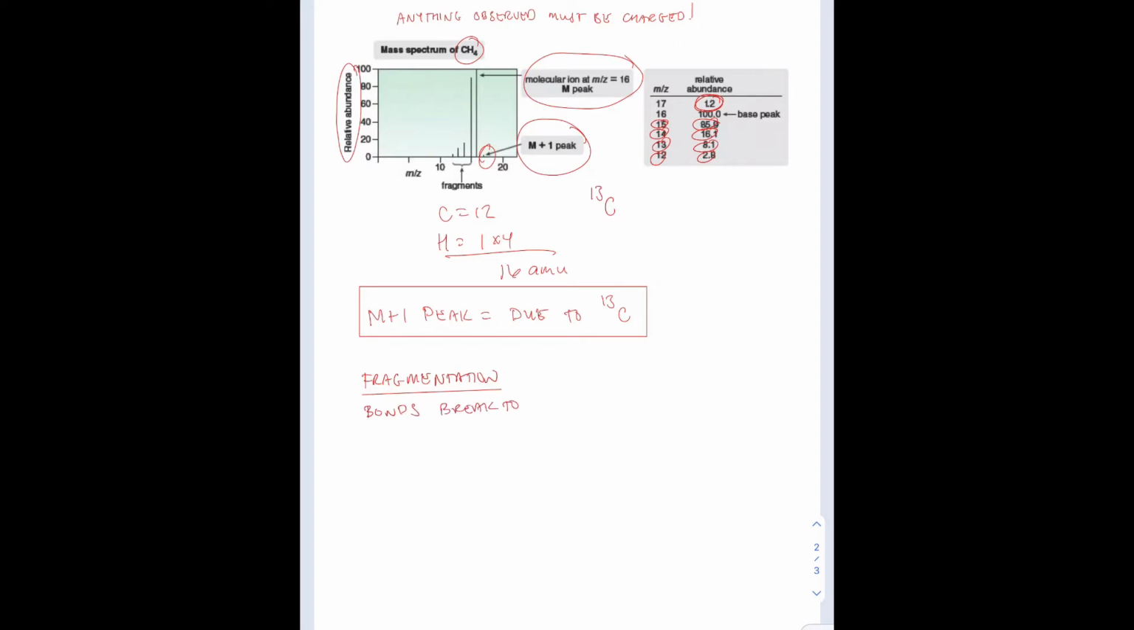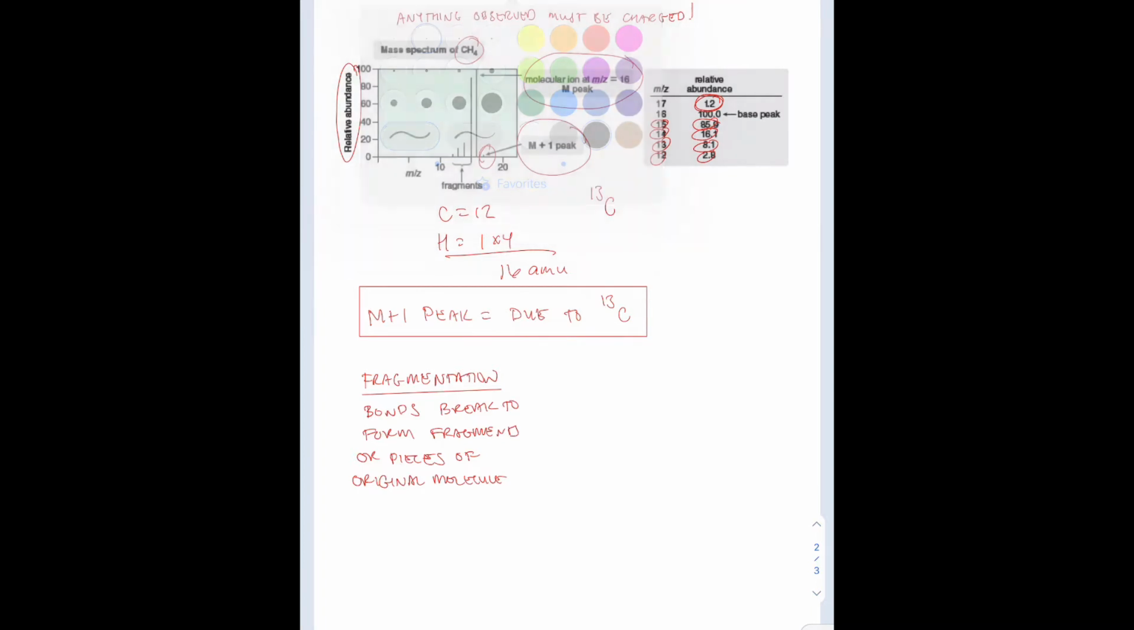So bonds break to form fragments, or pieces. I'll put pieces of original molecule. Okay, and let me go ahead and give you an example of what I mean.